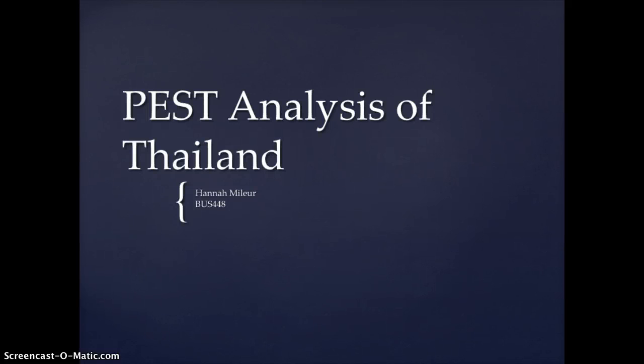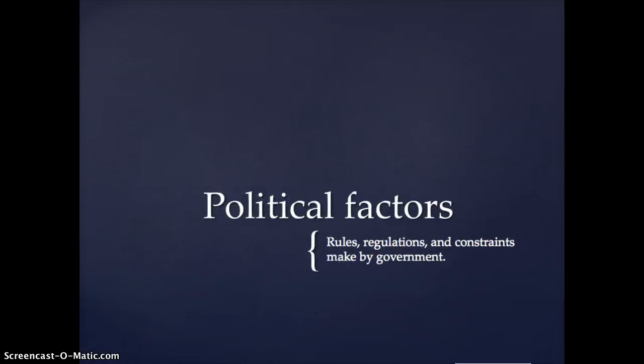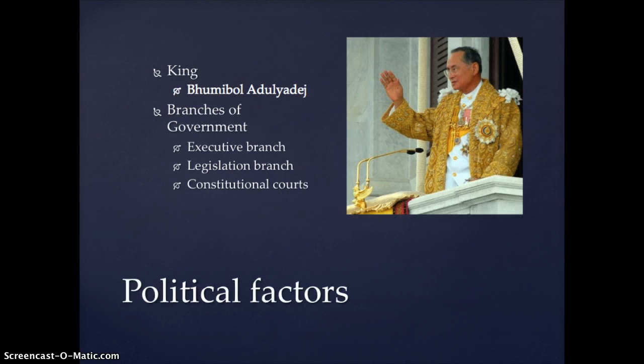I'm doing a PEST analysis for Thailand. A PEST analysis consists of the political, economic, social, and technology aspects of a country, which are important for a business to know as they go into a country. The first section of the PEST analysis is the political factors. Political factors consist of rules, regulations, constraints made by the government.